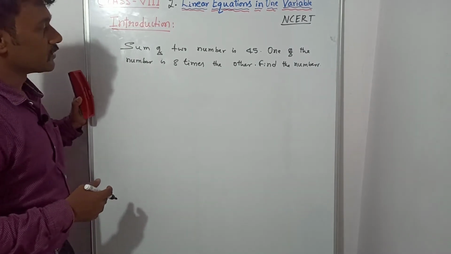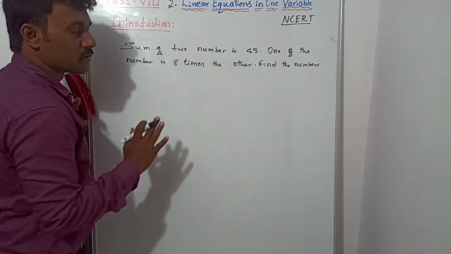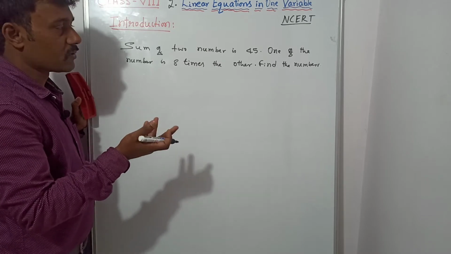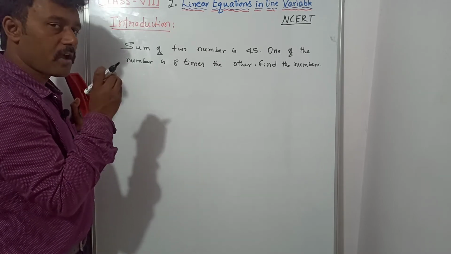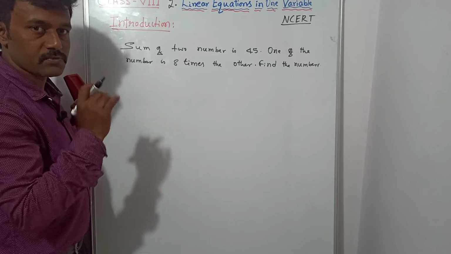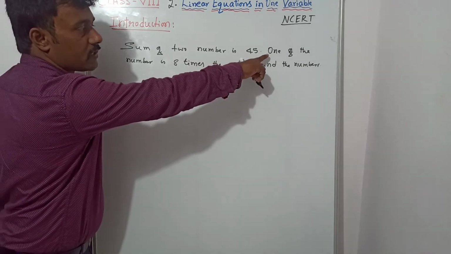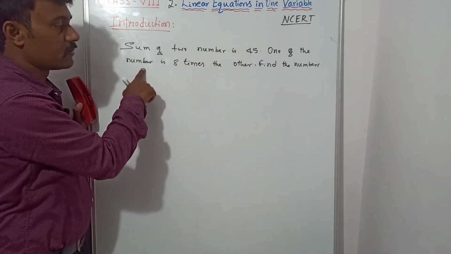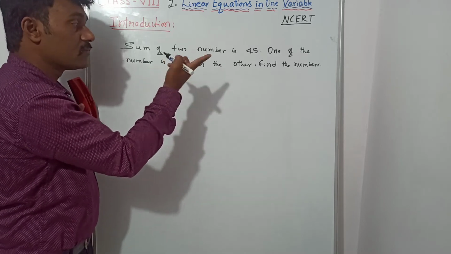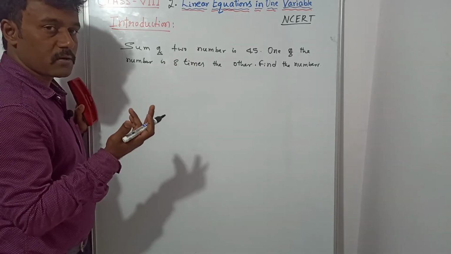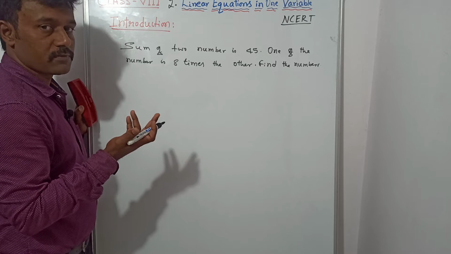So very simple it is. Sum of any two numbers. We don't know what the two numbers are. If you add them, you will get 45. That is one condition. Another condition is that one number is 8 times the other number. What is the other number? We don't know. What is the value of the other number? We don't know.